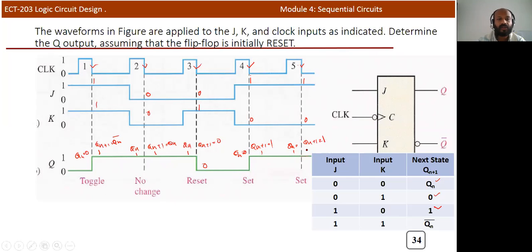Okay, so when the JK inputs are 1 1, it's a toggle. When JK inputs are 0 0, no change. When JK inputs are 0 1, it's a reset condition. This is 1 0, JK inputs are 1 0, again JK inputs are 1 0.